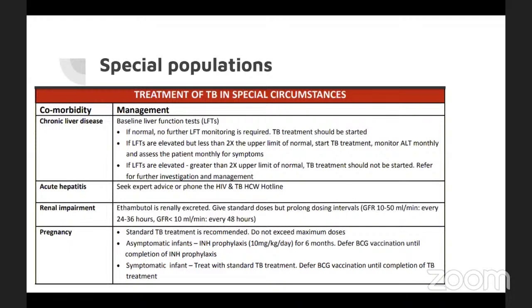If it's less than 2 times the upper limit, you'd still start the TB treatment, and then monitor the ALT monthly, basically, to see that you're not developing a DILI in response to starting it.